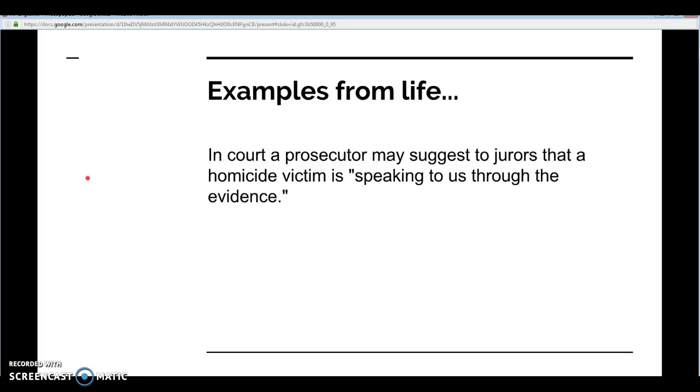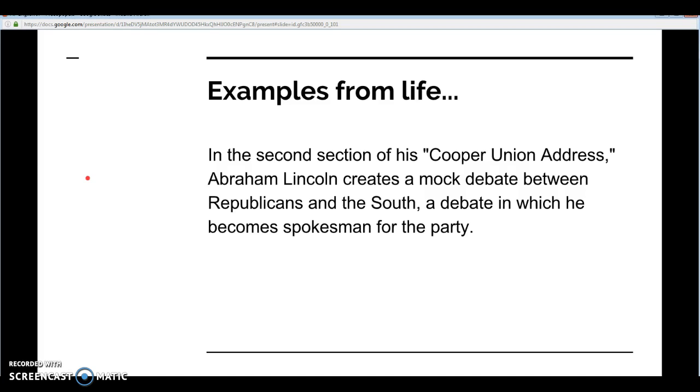Now let's look at an example from real life. During a court trial, a prosecutor may suggest to jurors that a homicide victim is speaking to us through the evidence. By taking on the perspective of the homicide victim, the prosecutor is therefore strengthening his or her argument. One more example from real life. In the second section of his Cooper Union Address, Abraham Lincoln created a mock debate between Republicans and the South, a debate in which he becomes spokesman for the party. So Abraham Lincoln took on the perspective and the speaking quality and tone of another person, and therefore he was using prosopopeia.